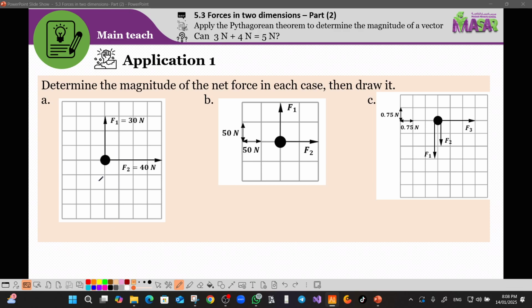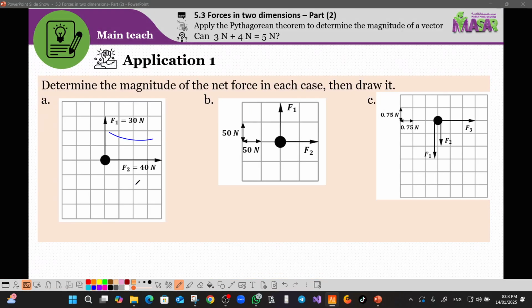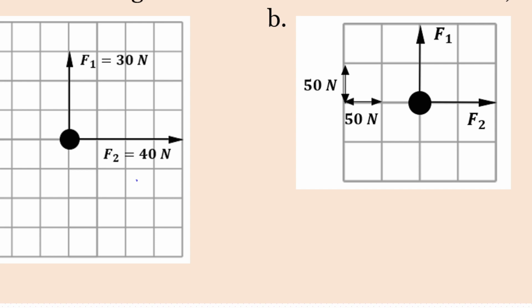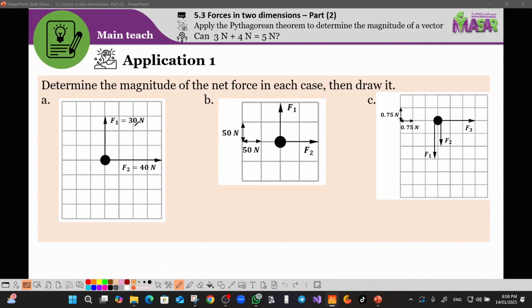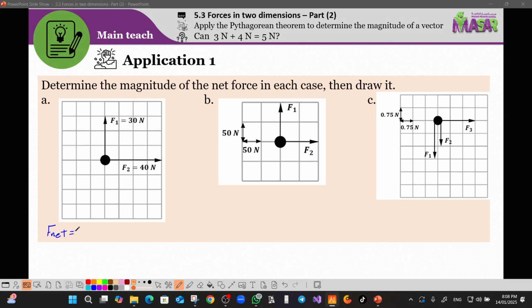Now for the first figure, in part A, we have two forces, F1 and F2, where F1 is 30 Newton and F2 is 40 Newton. To find the F net, since the two forces are at 90 degrees, we need to apply the Pythagorean sum, F1 squared plus F2 squared.